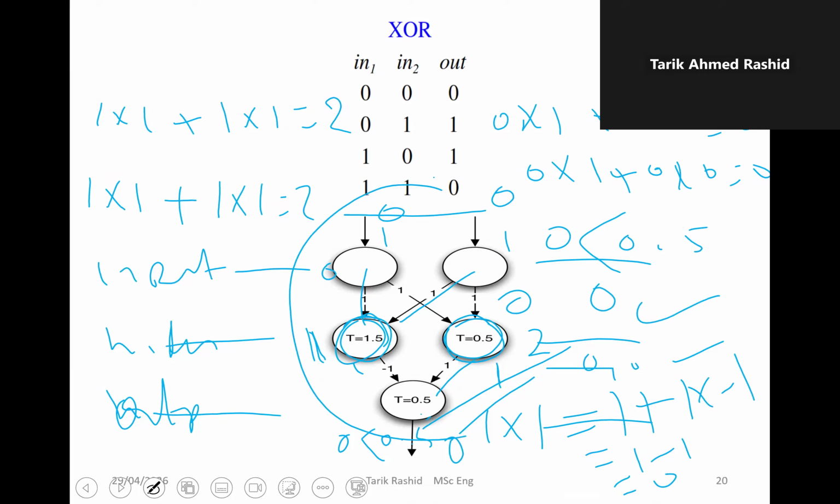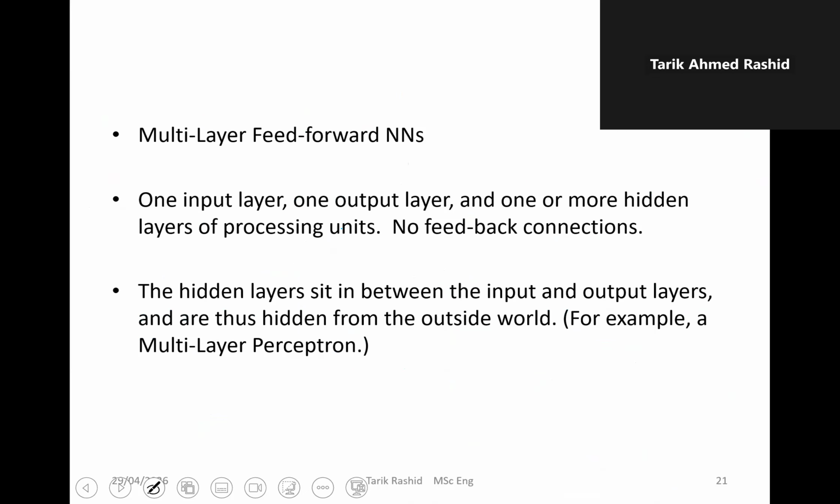This network fulfills the XOR gate. The rest I will leave for you.